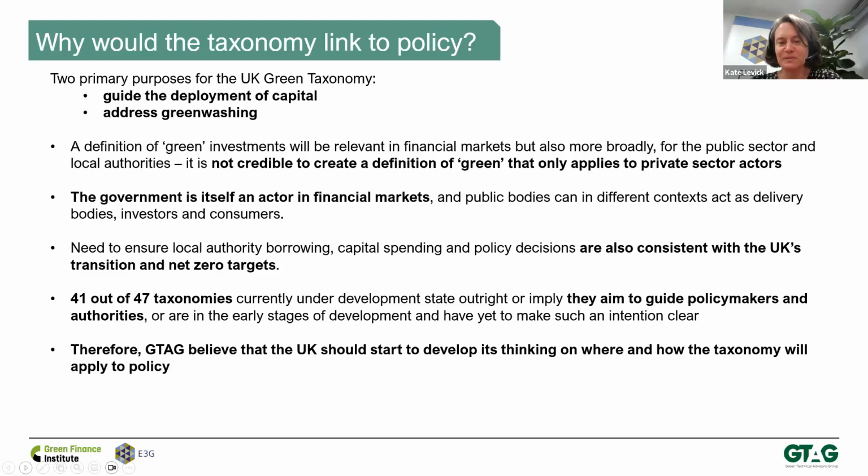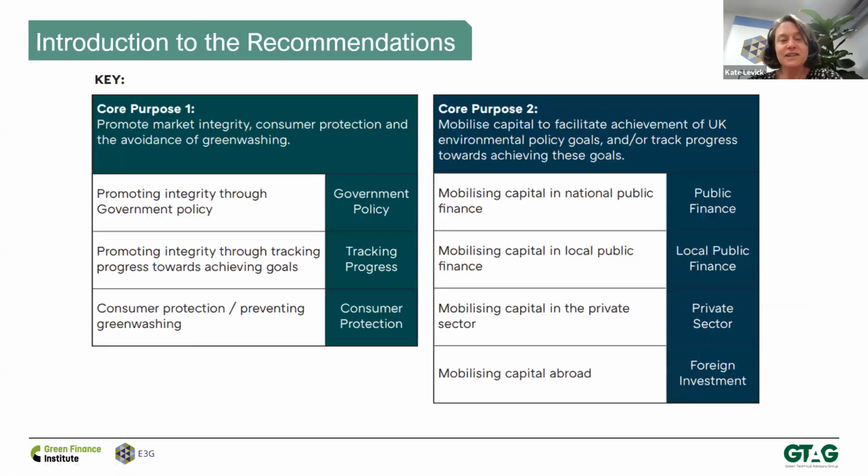We came up with some framing for how we thought about that, and we've also come up with some specific recommendations. So this slide tells you around those two purposes that I outlined previously and spells them out in a little bit more detail. So core purpose 1, promote market integrity, consumer protection, and the avoidance of greenwashing. And of course, that's always been a primary purpose for the UK green taxonomy and for other taxonomies too.